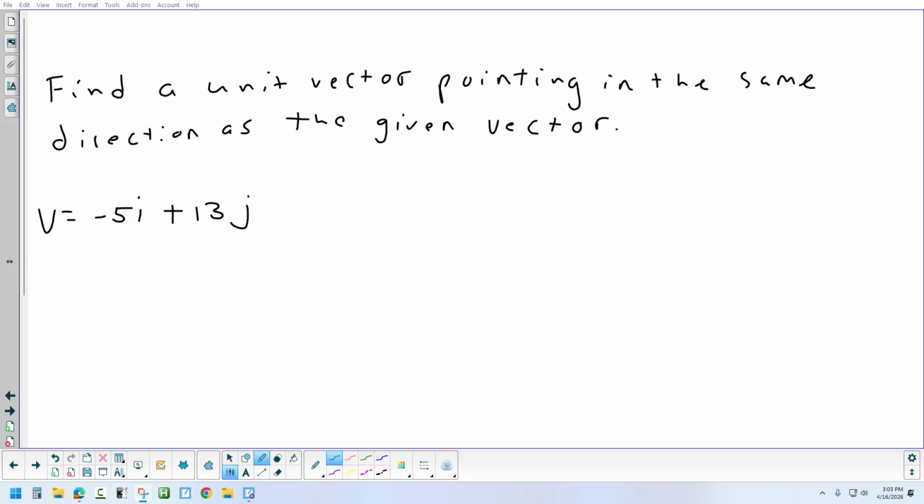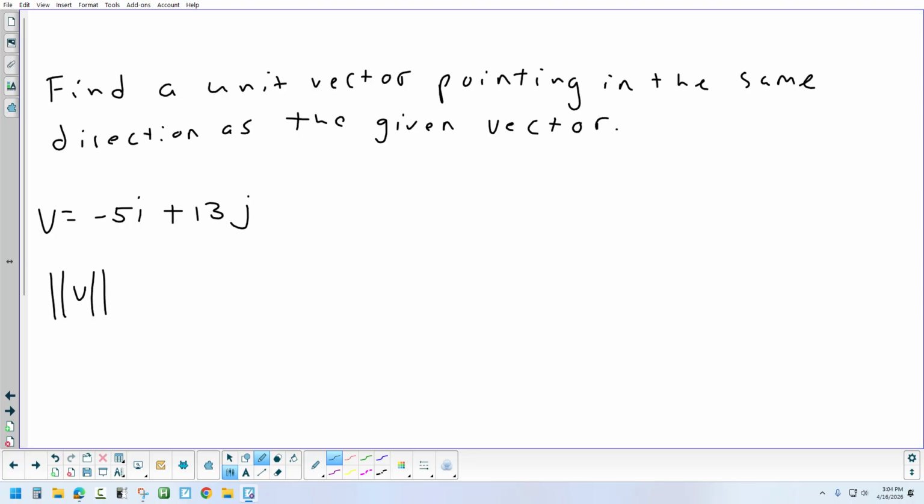Okay, so next question we're going to take a look at is finding a unit vector for a given vector. So what does it mean if a vector is a unit vector? It's 1 unit long. So the first thing we have to do to figure out how we need to scale this is we need to know how long this vector is. What do we call that when we find the length of a vector? It's the magnitude.